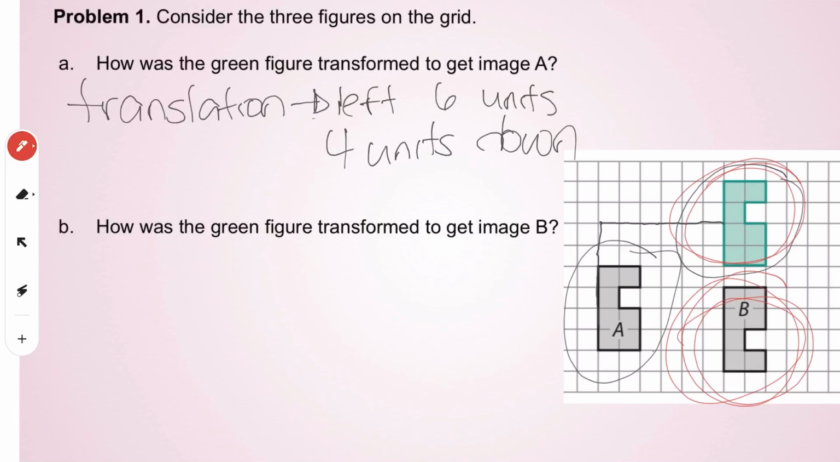Well, I can't show you this in person, but if this was on a piece of paper, you can fold the paper in half and you can see that it's the same image. That's another way to prove that it is a reflection. So again, I'm going to say that this is a reflection, and it reflected over a horizontal line.